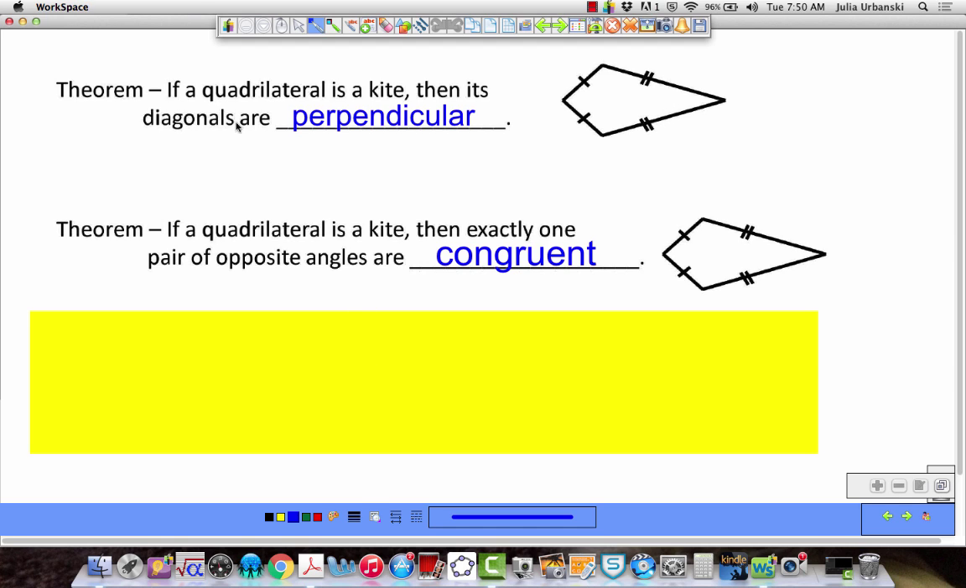Alright, so let's look at specific rules to a kite. If a quadrilateral is a kite, then the diagonals are perpendicular. That is similar to a rhombus, but it's not in the rhombus family. It's its own rule for kites. Every time you go in the middle of a kite where the diagonals meet, you have a right angle. 4 right angles right there. Which gives you 4 right triangles. Which gives you lots of congruent triangles.